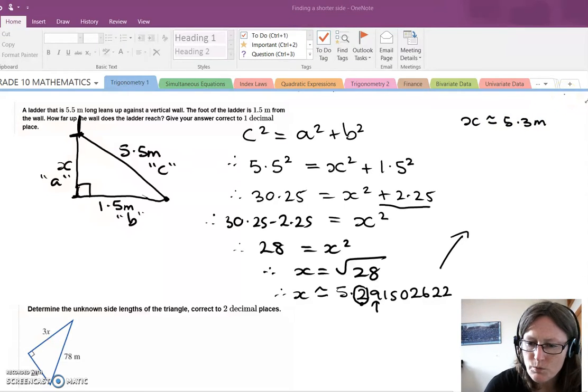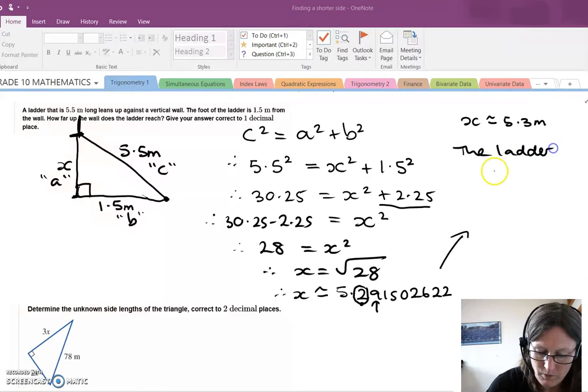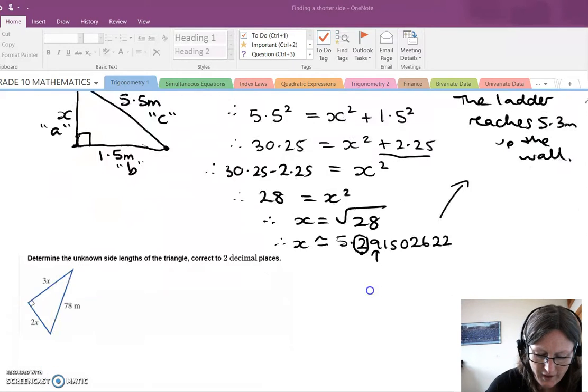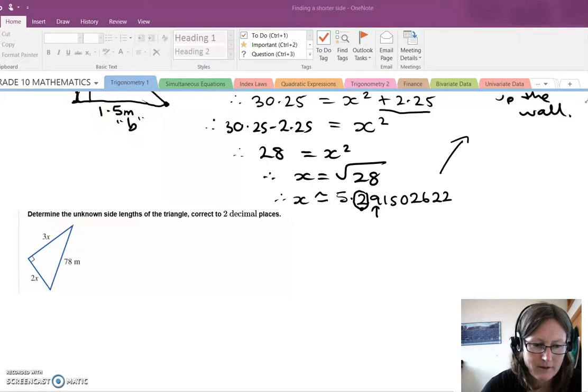The question was written in sentence form, so your answer, therefore, you need one more stage. The answer needs to be in sentence form. The ladder reaches 5.3 metres up the wall. Okay, one more to look at.